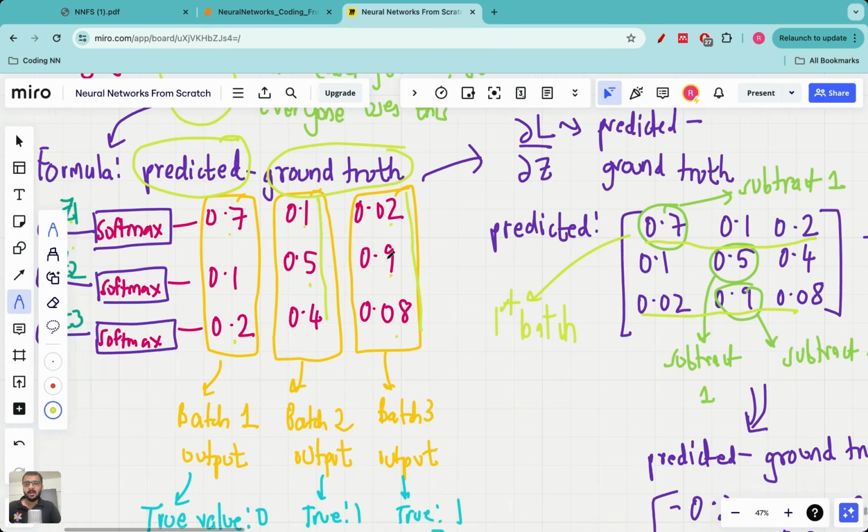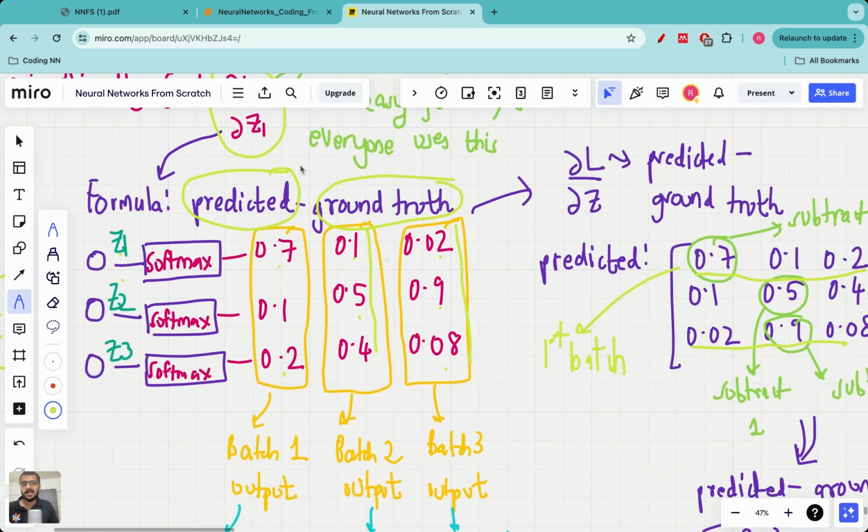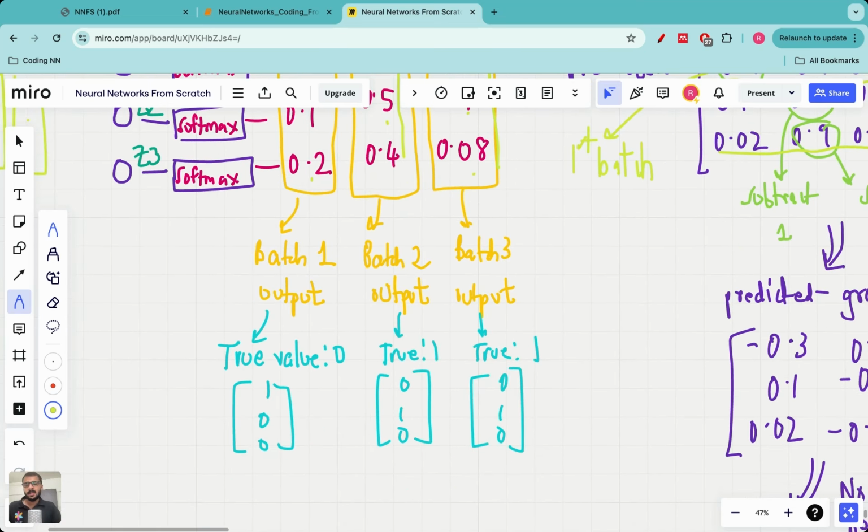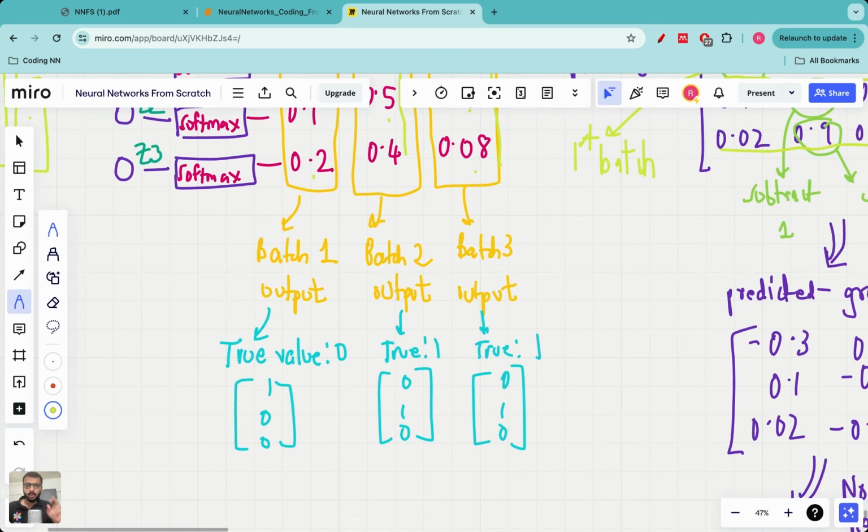Now let's look at the ground truth. So in the formula, we have calculated the first term here. But now let's look at the second term, which is actually the ground truth. So let's look at the ground truth for the first input batch. For the first input batch, the true value is 0. For the second input batch, the true value is 1. And for the third input batch, the true value is 1.